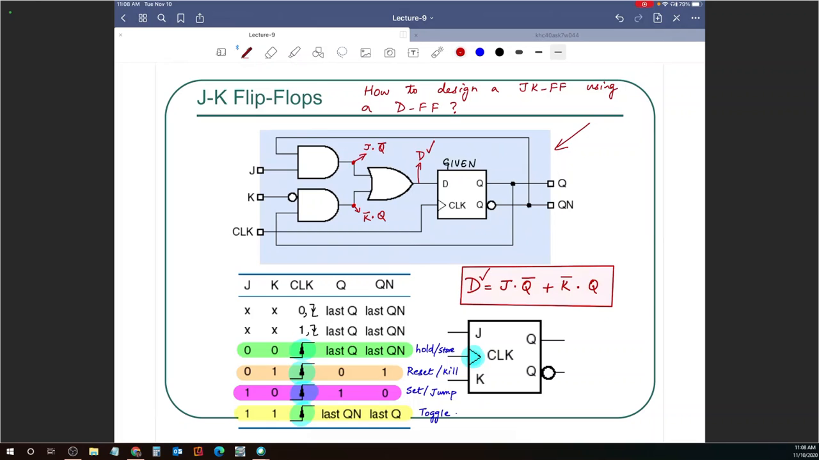So what we did here is we designed, by the way, is this a positive edge triggered JK flip-flop or is this a negative edge triggered JK flip-flop?